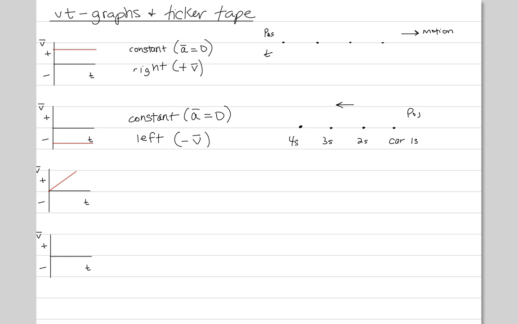With this positive slope, we know that a is not 0. It is accelerating. A positive slope means that the acceleration is positive. Positive slope, positive acceleration. And this is the symbol for positive: greater than 0 is the symbol for positive.